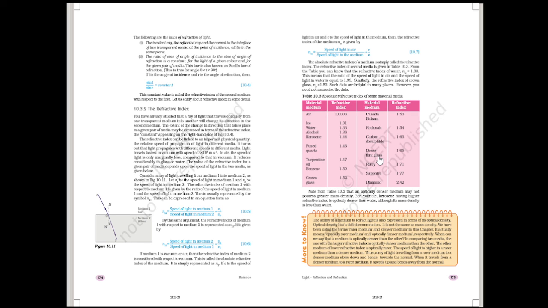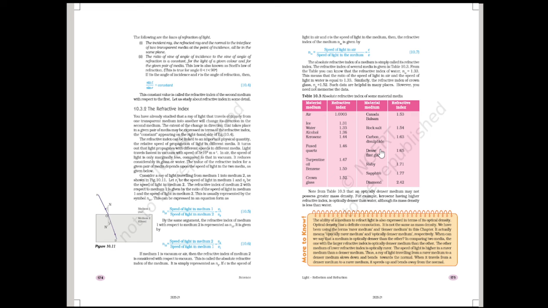Usually, from this table, the values that we should learn are air, water, alcohol, kerosene, crown glass, and diamond, and somewhere flint glass also. That means at least 7 values we need to learn or memorize.